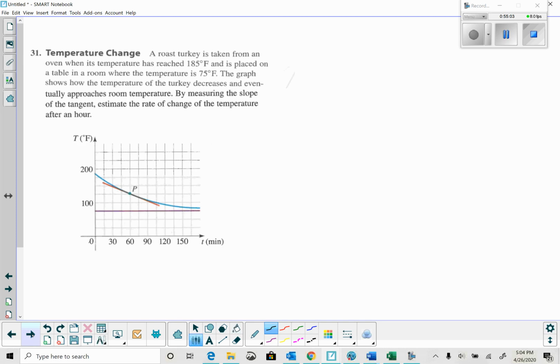All right, let's try 31. Again, a very commonly requested question. A roast turkey is taken from an oven when the temperature has reached the FDA approved 185 degrees Fahrenheit. It is placed on a table in a room where the temperature is 75 degrees. The graph shows Newton's law of cooling.